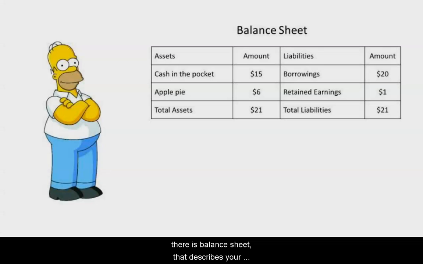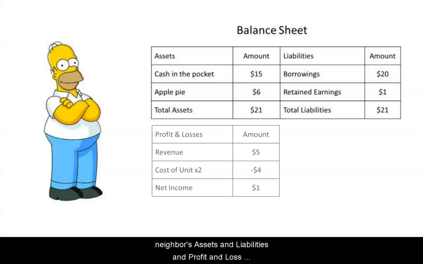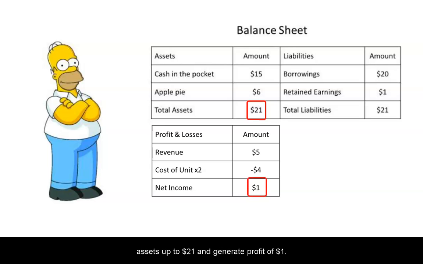So, in the end, there is a balance sheet that describes your neighbor's assets and liabilities, and a profit and loss report describing the results of his operational activities. Because of these activities, he was able to increase his assets up to $21 and generate a profit of $1.